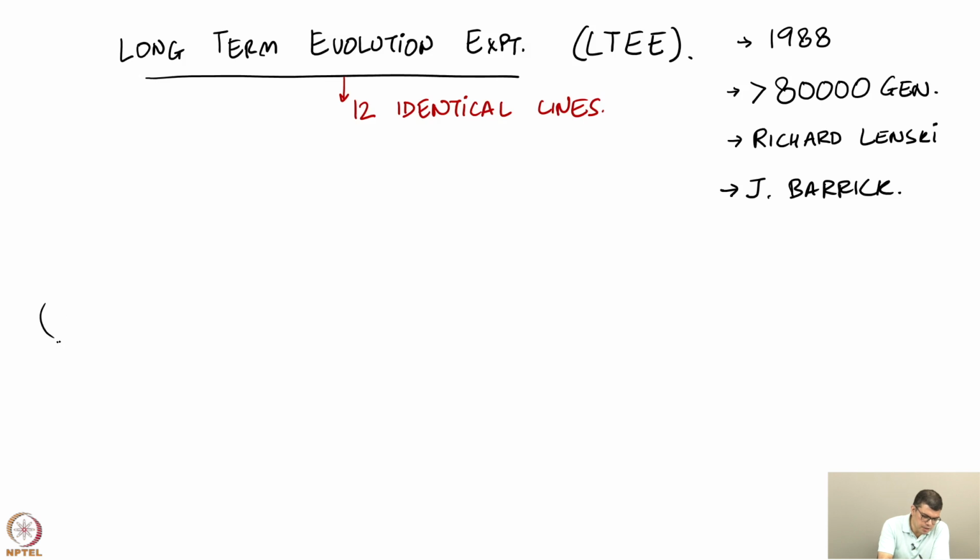And starting with an ancestor E. coli, so this is ancestor E. coli, it has its genome. This ancestor was placed in a flask which contained low amounts of glucose as the carbon source.